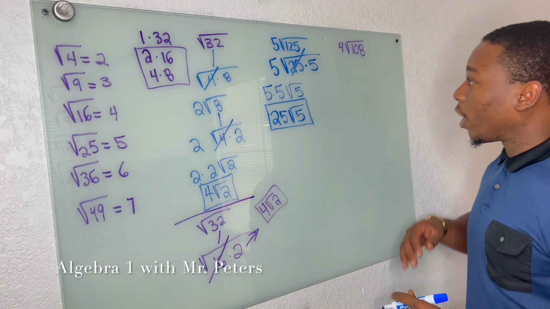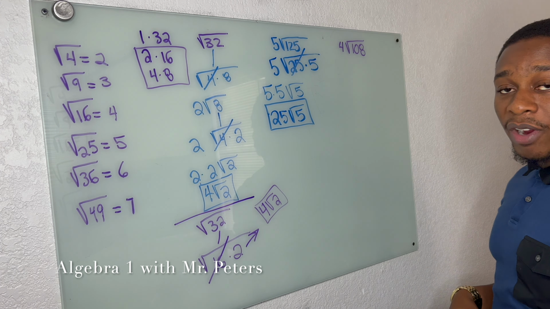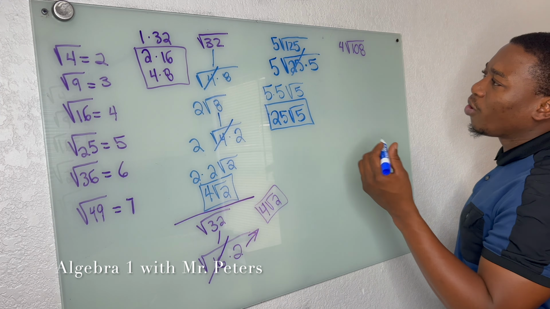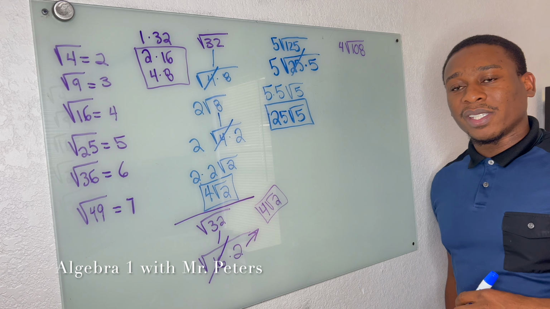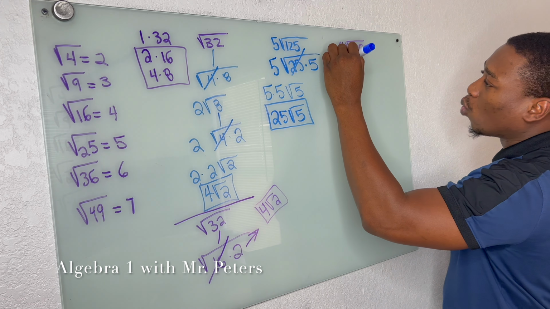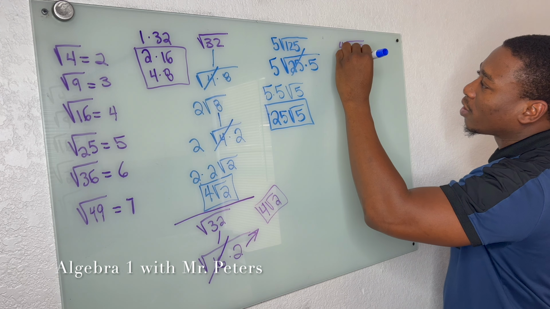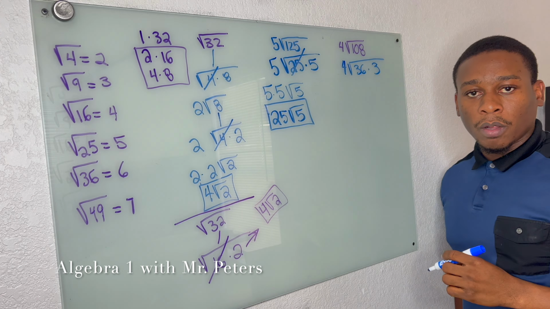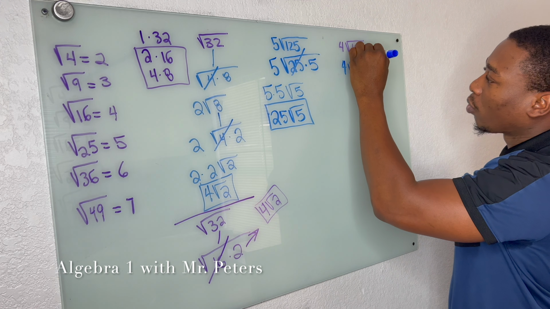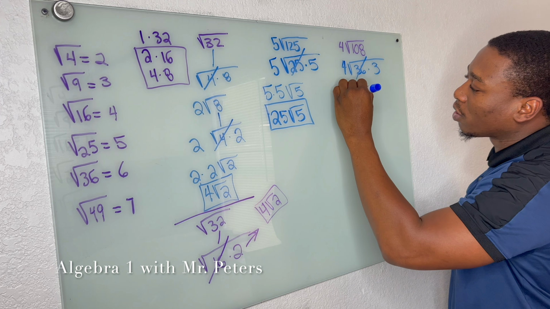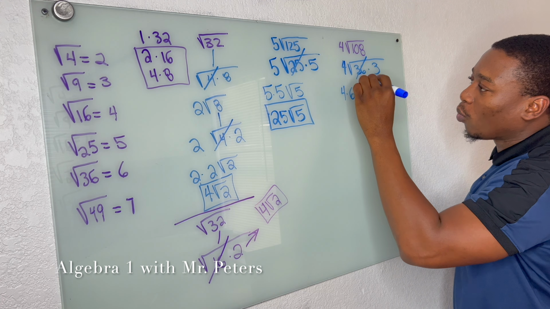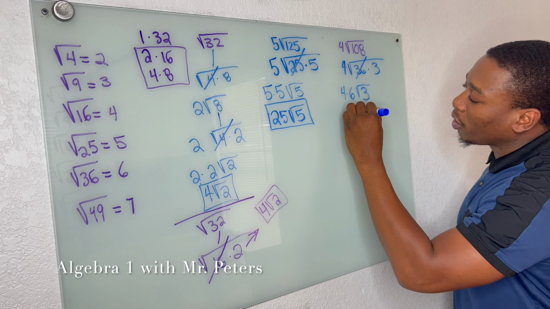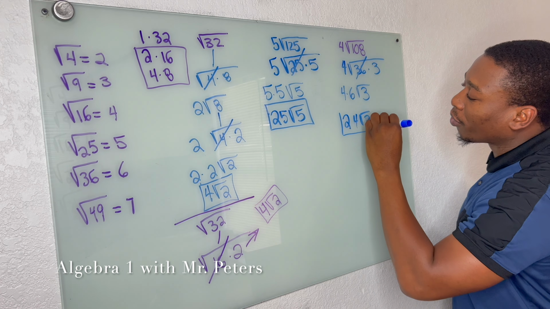Problem number 3. We have the problem that says 4 times radical 108. So when we look at this problem here, I know the largest perfect square that goes into this is 36. So what exactly do we multiply 36 by to get 108? It's going to be 3, right? Perfect square, we're going to take it out, turns into 6. We multiply that with that 4 that's already on the outside. Final answer would be 24 radical 3.